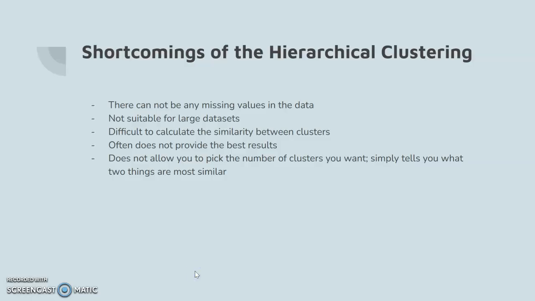What are the shortcomings of the hierarchical clustering? So when doing this, there cannot be any missing values in the data, or it most likely will not work. It's not suitable for large data sets. It's often difficult to calculate the similarity between clusters. It often does not provide the best results, and it does not allow you to pick the number of clusters you want. It simply just tells you what two things are most similar.